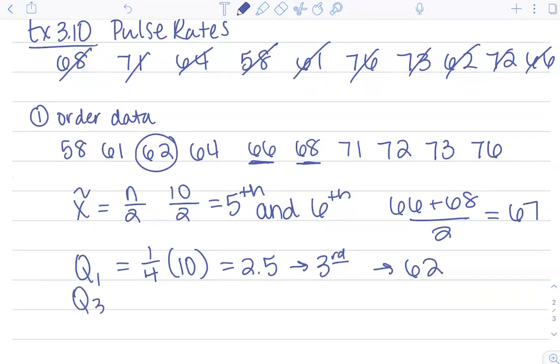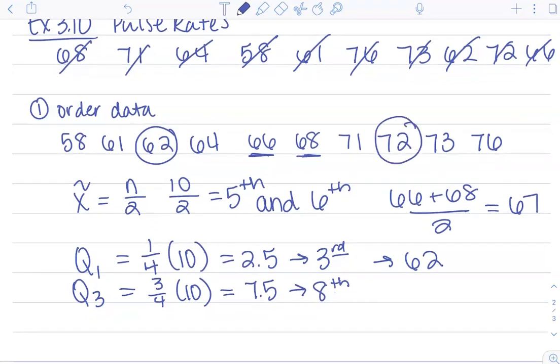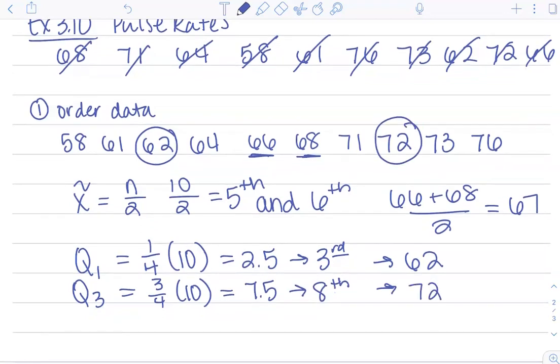And to find Q3, we do 3/4 of our sample size. And when you do that, you get 7.5, but we don't use decimals, we will round up to the 8th. And so the 8th value here is 72, and we don't have to average any of them. So if you ever get a whole number with these, then you do need to go from that value and the next one and average. But if you get a decimal, just round up, and that's the one that you'll use.